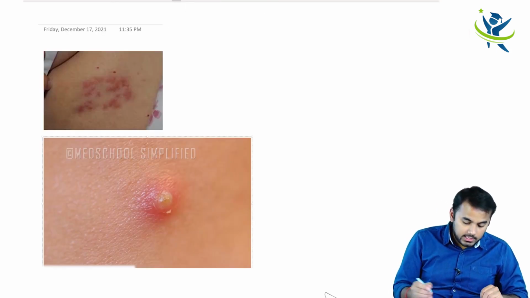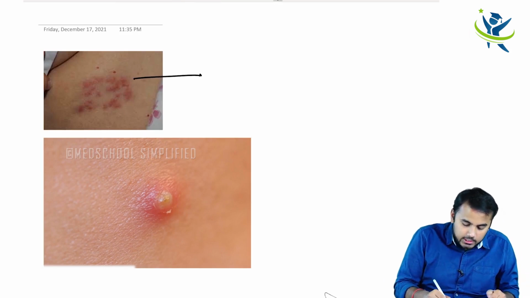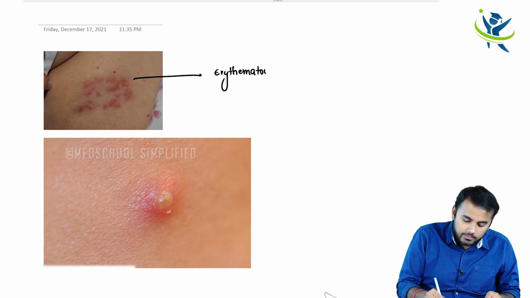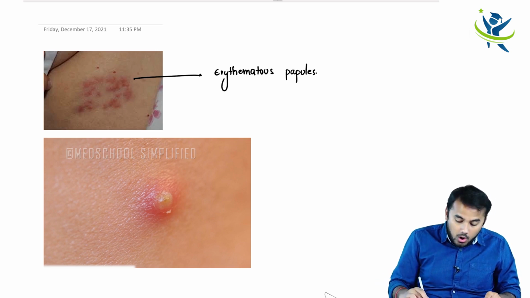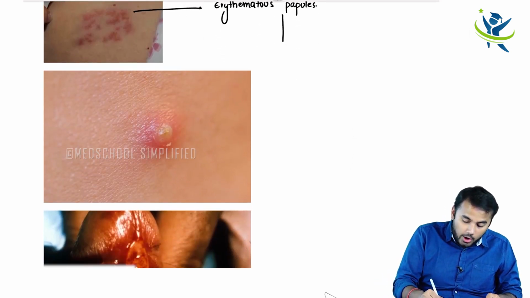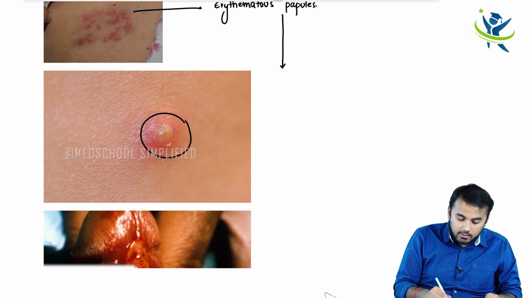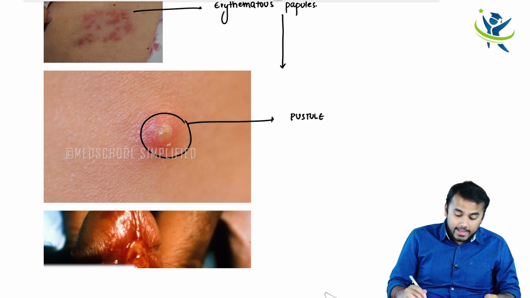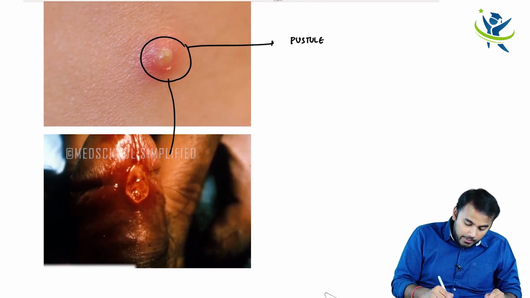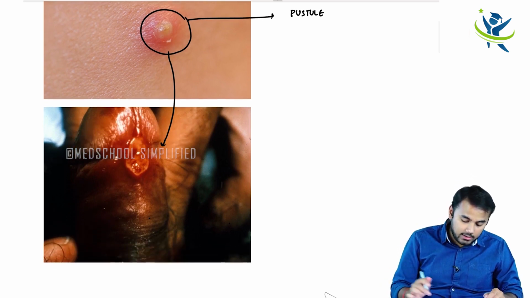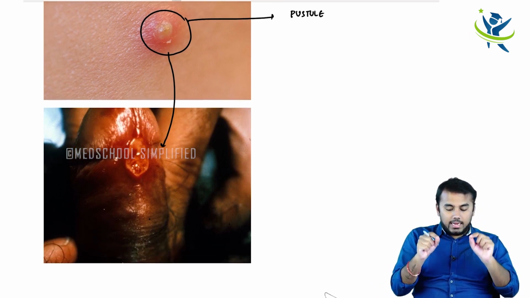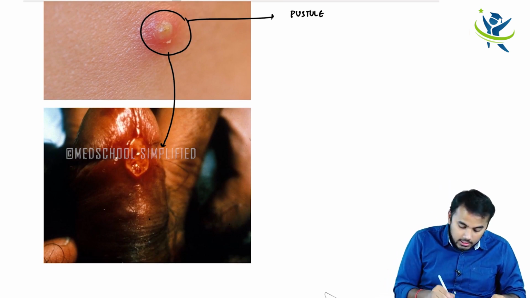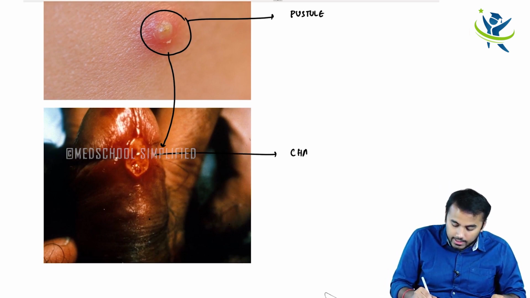So in the first picture you can see that there are multiple erythematous papules, right? All these erythematous papules join together to form a single one. This is called a pustule. And the pustule bursts out to form an ulcer, which you can see here. You see an ulcer here? And this ulcer is surrounded by irregular margins which are yellowish in color. So this is what is called your chancroid.